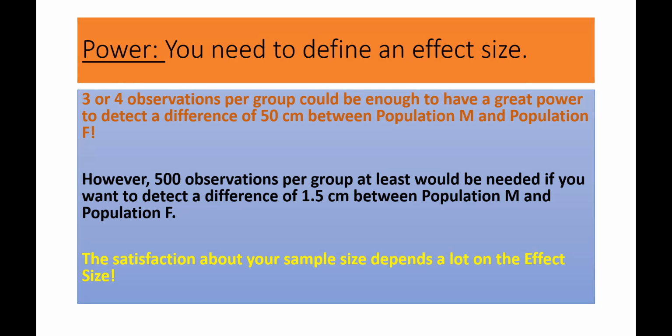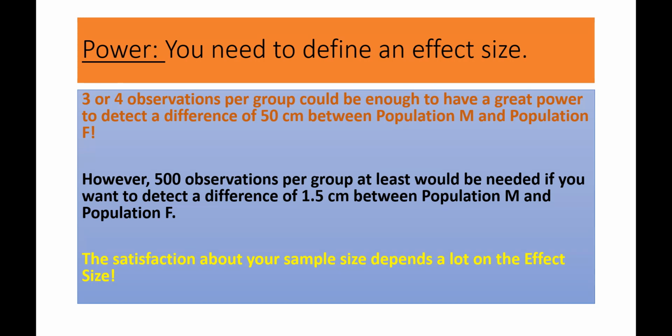So as I just said, you might be satisfied with 3 or 4 observations if you want to detect, for example, a difference of 50 centimeters between population M and population F, if there was indeed a difference of 50 centimeters. 500 observations per group at least would be maybe needed if you wanted to detect a difference of 1.5 centimeters, if you wanted your probability of detecting that difference to be more than 80%. The satisfaction about your sample size depends a lot on the effect size, as you can see, okay?